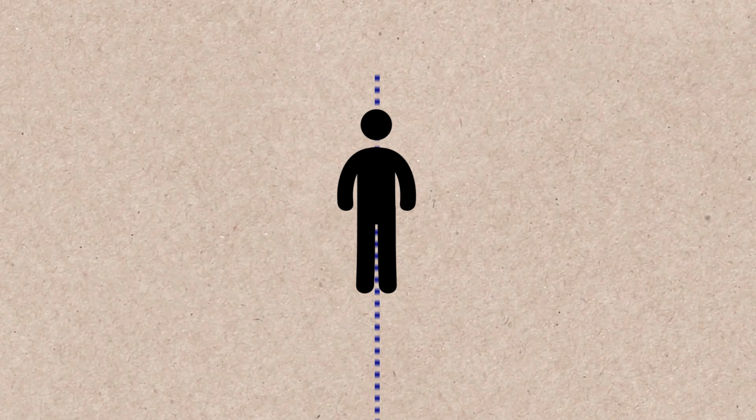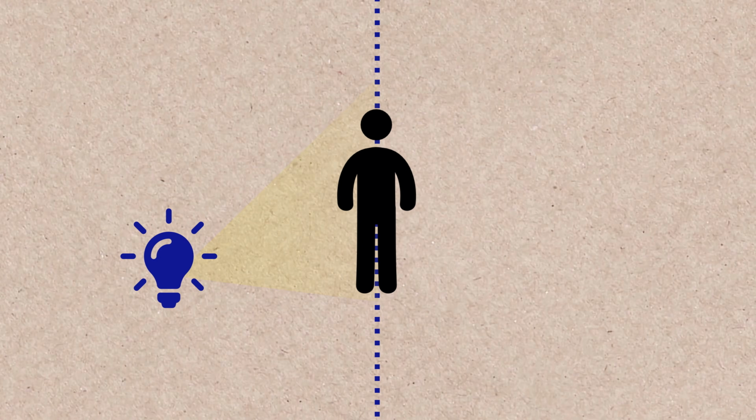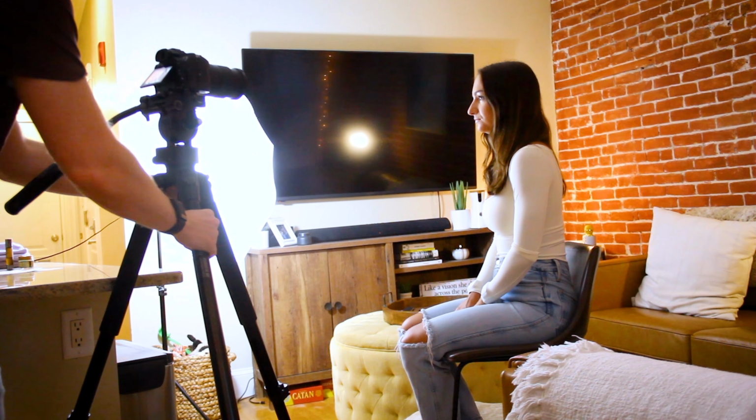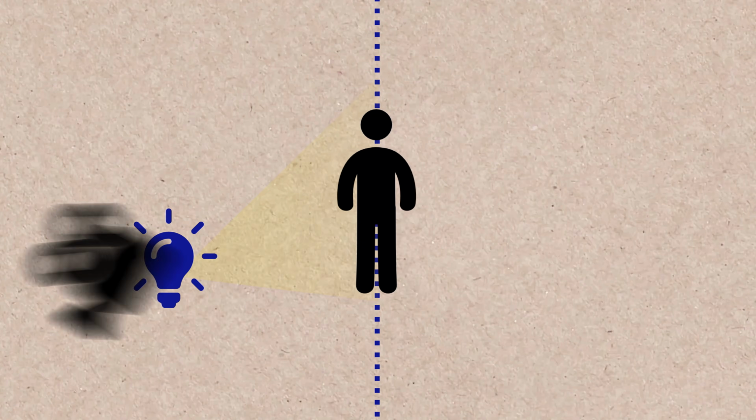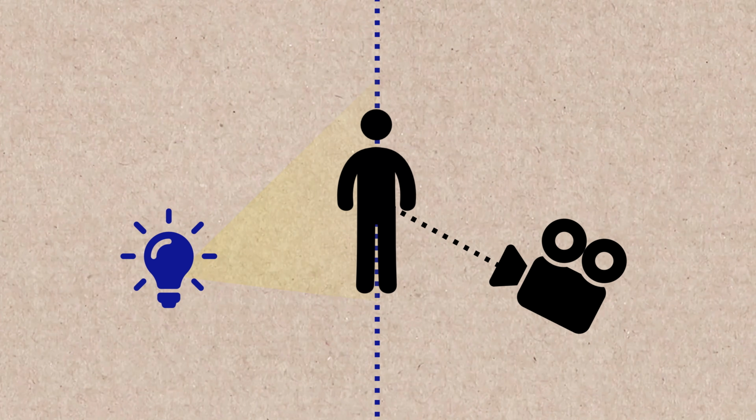First, we add direction. I'll set my light at a 45-degree angle to create a natural lighting set. Next, let's shoot into the shadows. I'll put my camera on one side and the key light on the other.